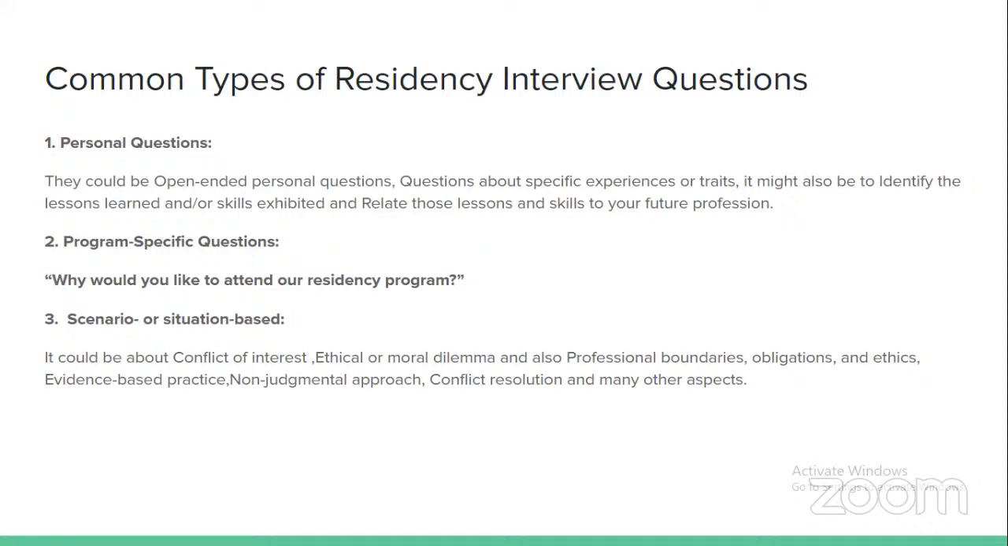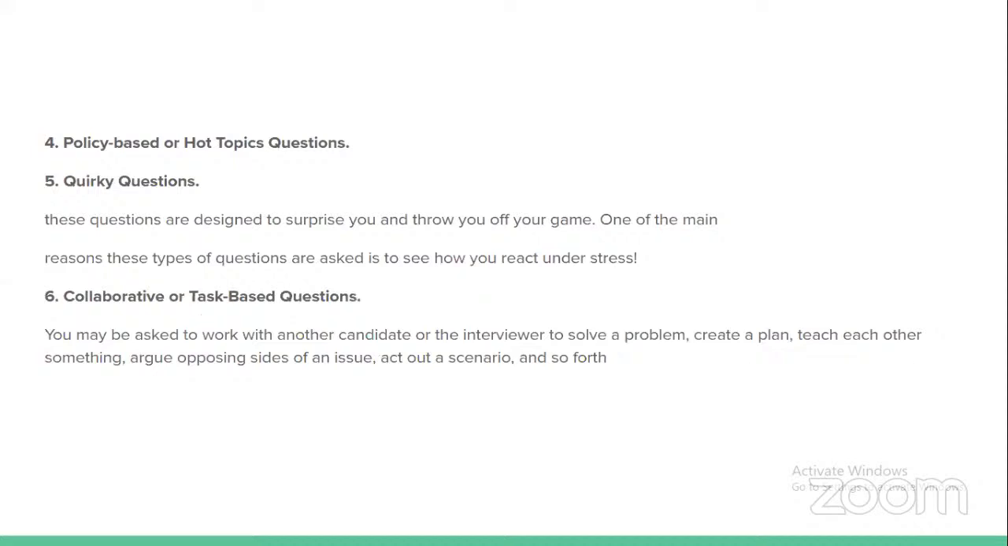And also we have the scenario or situation-based questions. These are the behavioral questions. It could be about conflict of interest, ethical or moral dilemma, also professional boundaries, obligations, ethics. It could be evidence-based practice, how to have a non-judgmental approach in resolving a conflict or so on. Other types of questions, we have policy-based or hot topics questions in medicine. And also there are quirky questions.